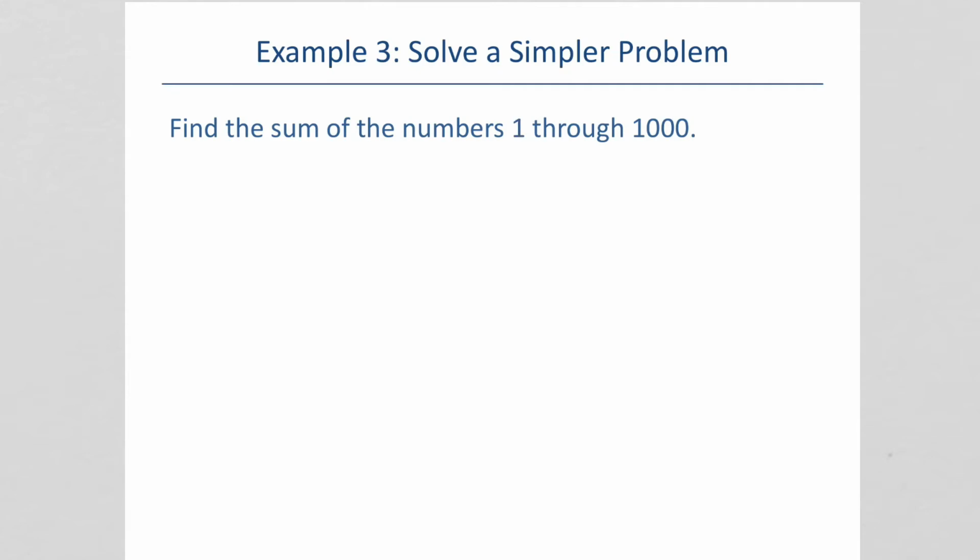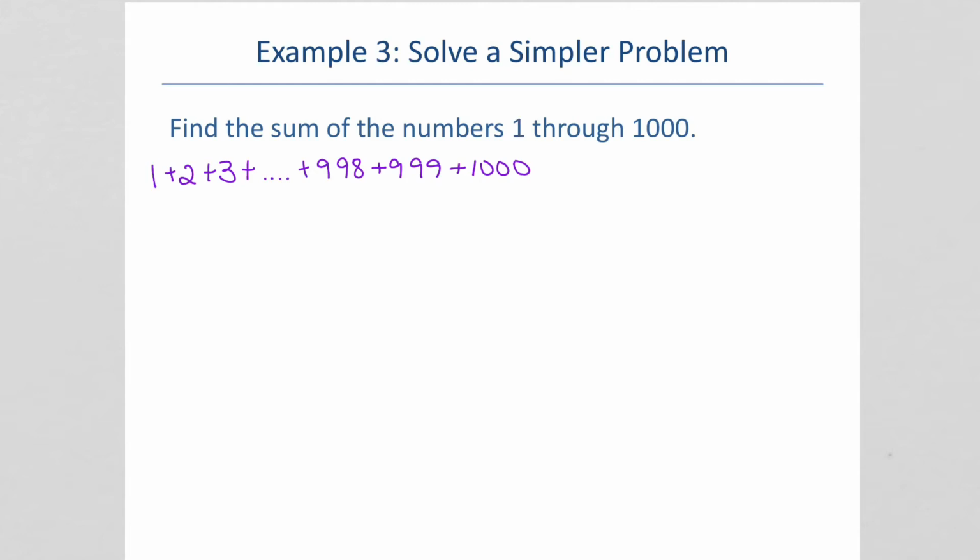Find the sum of the numbers 1 through 1,000. Oh my goodness. That would take a long time. So, what we're wanting is 1 plus 2 plus 3 plus all the numbers, 998 plus 999 plus 1,000. All the way, right? Well, a mathematician named Carl Gauss solved this problem over 200 years ago without a calculator.